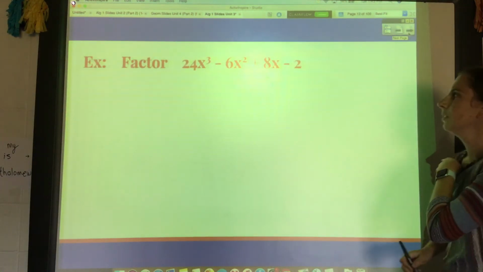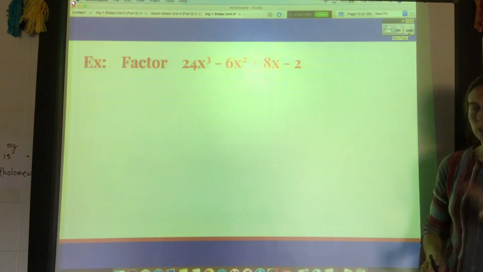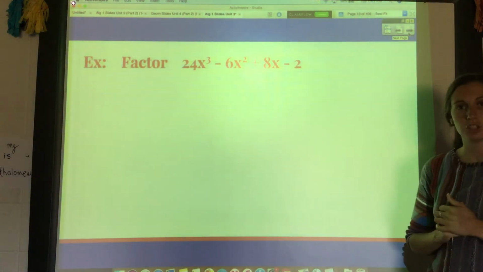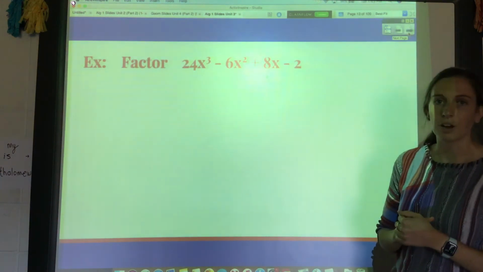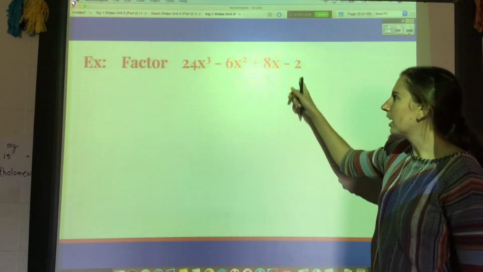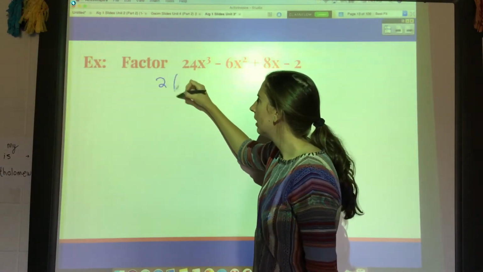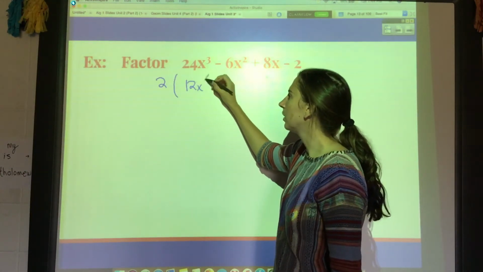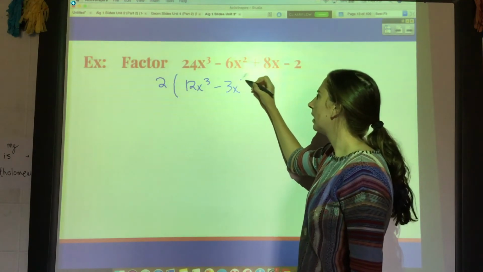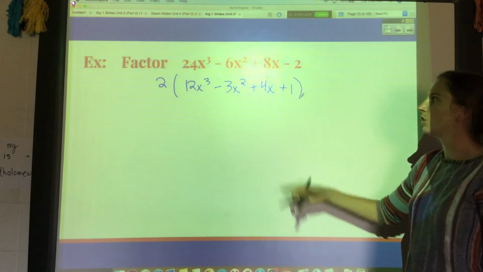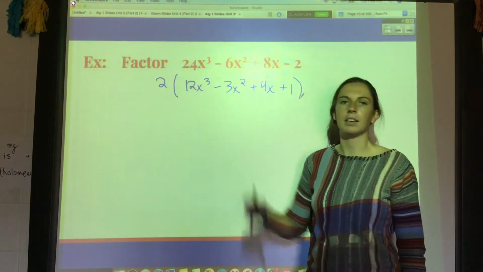Let's try another one. Again, it's 4 terms, so I'll do the grouping method. But be careful, this one has a GCF. I want to factor that out first. So, see how they all divide by 2? I'll bring that 2 out to the front, leaving 12x cubed minus 3x squared plus 4x plus 1. I just divided them all by 2 and put it here.